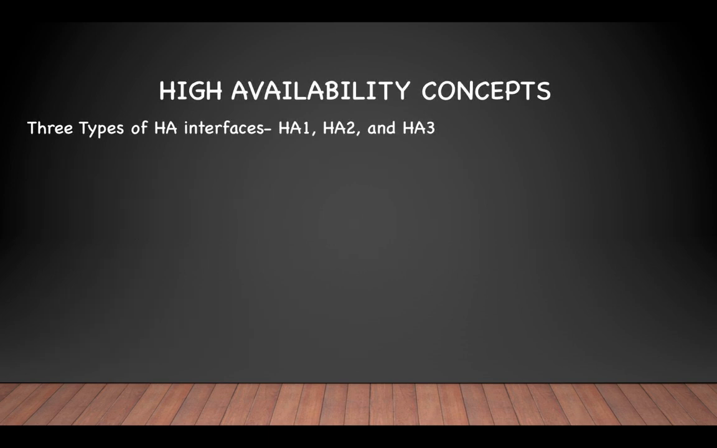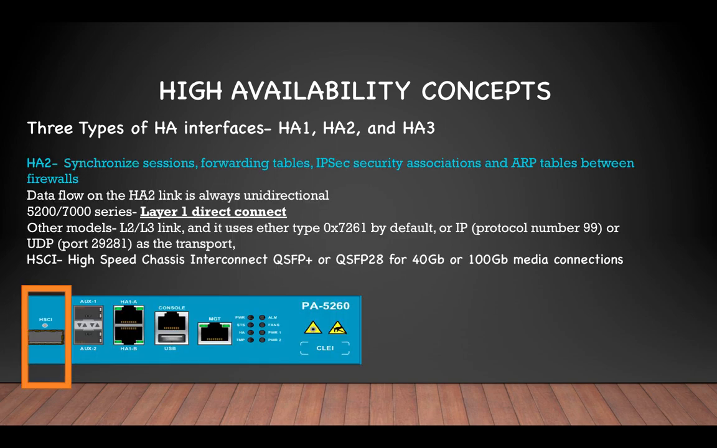The next one is the HA2 interface. The HA2 interface is responsible for synchronizing information from the primary to secondary firewall. The HA2 interface will synchronize sessions, forwarding tables, IPsec security associations, and ARP tables. The data flow on HA2 is unidirectional, aside from keep-alives that will flow in both directions. Data will flow from the active to passive firewall, or primary to secondary in an active-active configuration.